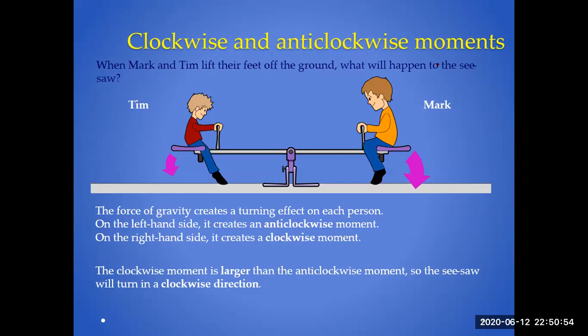Why? Because this one is heavier than this one. So he will move downward, and the other will move in the upward direction. So due to larger mass, he will be moving in clockwise direction. Another one will be moving to the opposite side. So this is the best point to understand.